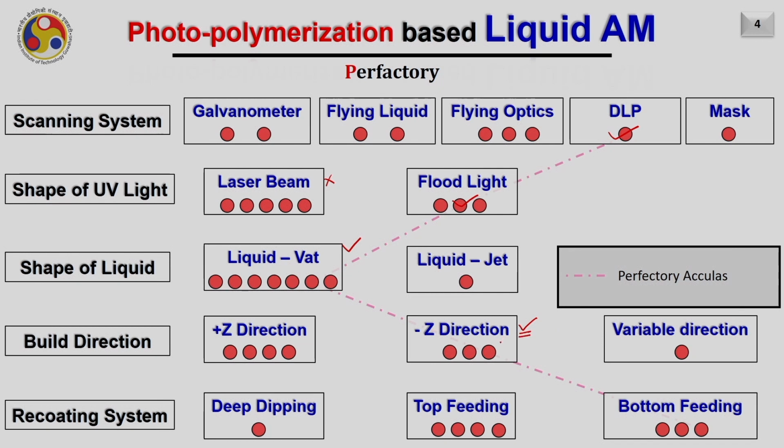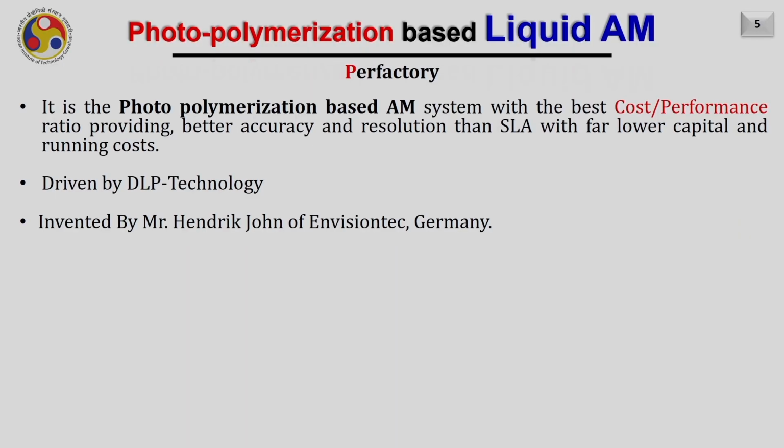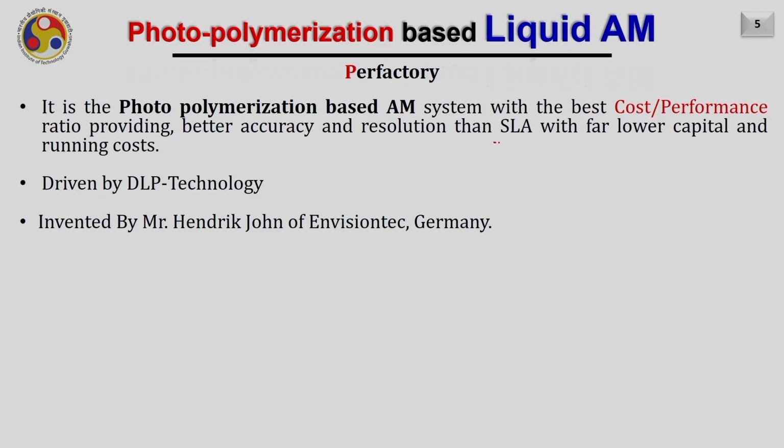Also, as the building is in the -z direction, the material has to be added from the bottom side, and that is called bottom feeding. So basically, Perfactory is the photopolymerization based liquid additive manufacturing system with the best cost to performance ratio. It provides very good accuracy and is also very economical during running. As compared to the SLA, the capital cost for this particular system was far lower.